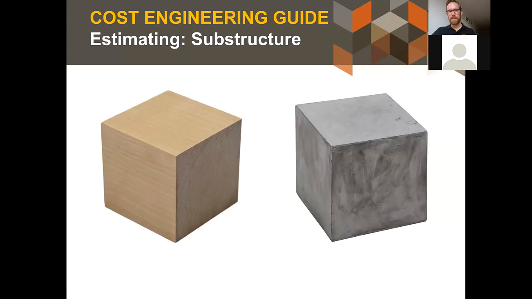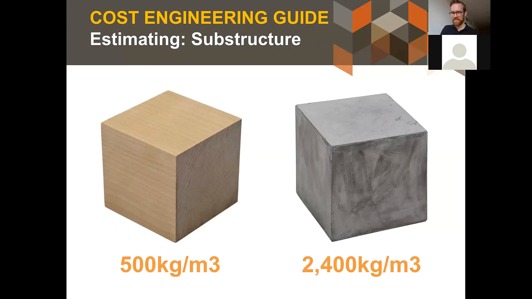So let's talk about substructure. This is really a no-brainer. It's pretty straightforward. If we're building a building out of concrete, we know concrete weighs about 2.5 tons per cubic meter, or 2.4 tons. Your average softwood timber species weighs about 500 kilos per cube. So that's about a fifth of the weight of concrete. Obviously, that means that we're going to have lighter buildings.